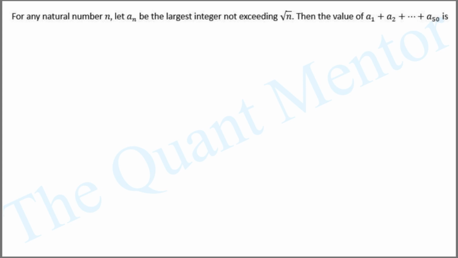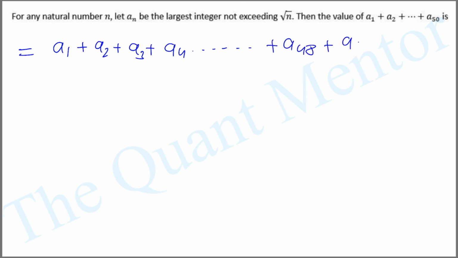In this question, they're asking you the value of a1 plus a2 plus a3 plus a4 up to a50, which is like a48, a49 and a50. What they mean to say is an is actually the largest integer not exceeding root n. So a1 is the largest integer not exceeding root 1, and root 1 will be 1 only. Largest integer not exceeding 1 is 1 only.